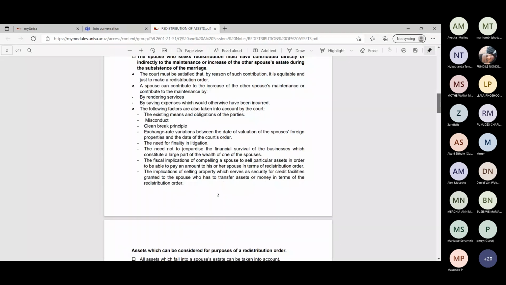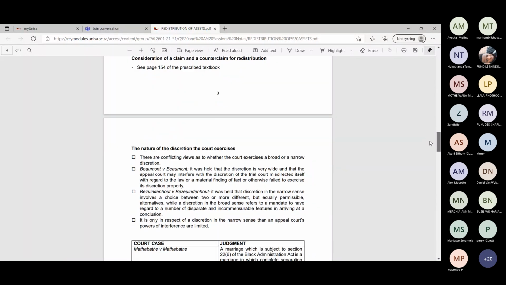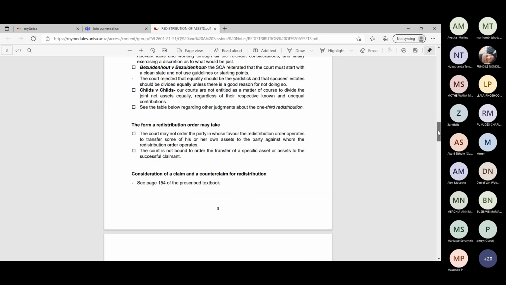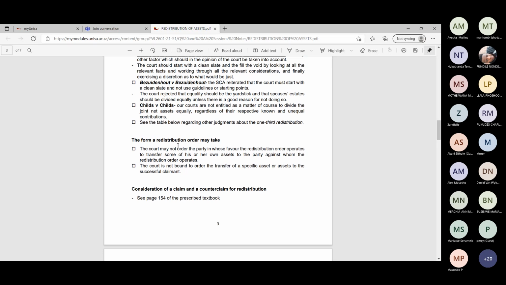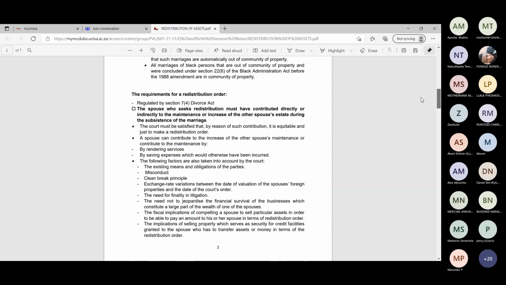I did a summary here. They say the nature of the discretion, because remember the court has the discretion. There are conflicting views as to whether the court exercises a broad or a narrow discretion. For example, in Blument, it was held that the discretion is very wide and that the appeal court may interfere with the discretion of the trial court. Presently, it was held that the discretion in the narrow sense involves a choice between two or more different but equally permissible alternatives, while discretion in the broad sense. Okay, this talks about the discretion of the court, and this is the form of redistribution. So there are factors that the court looks at, and maintenance is one of them.